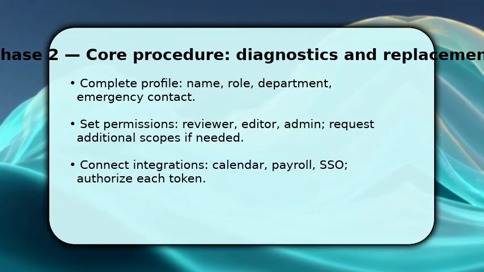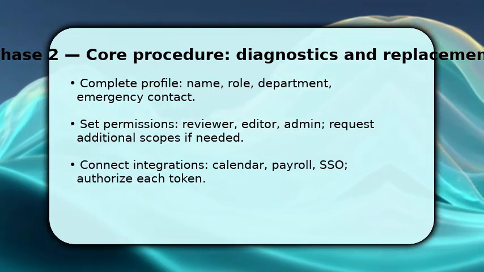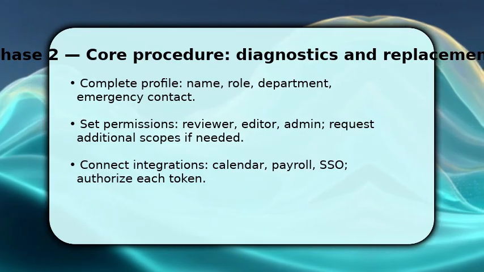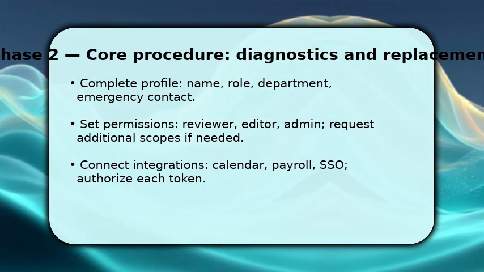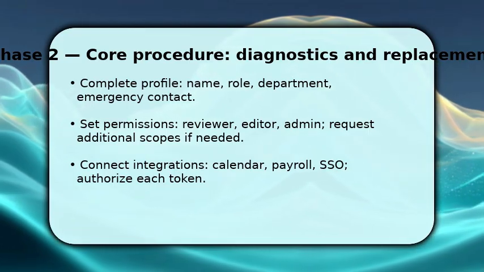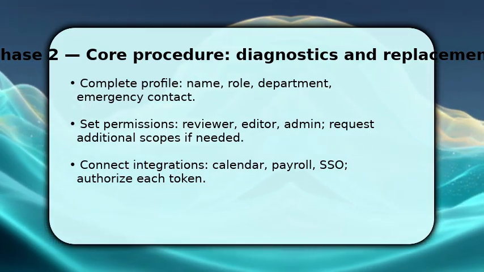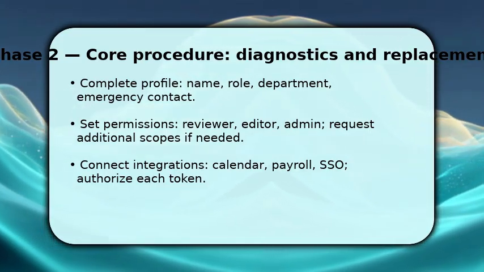Next, connect integrations. Link your calendar, payroll, and single sign-on. Make sure to authorize tokens and grant only necessary scopes. As you enable each integration, test one by one so you isolate failures and confirm data flows correctly.